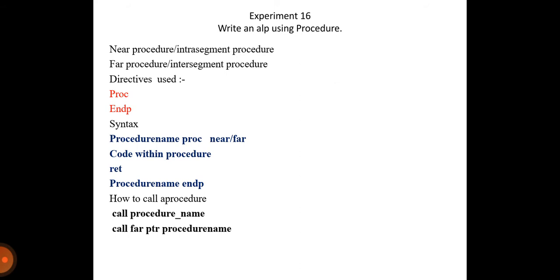What is an intra segment procedure? If the procedure that we call is defined in the same code segment, then that procedure is called an intra segment procedure or near procedure. If the procedure that we call is outside or away from the segment from where we call it, if that procedure is defined in another code segment, then that procedure is called a far procedure or inter segment procedure.